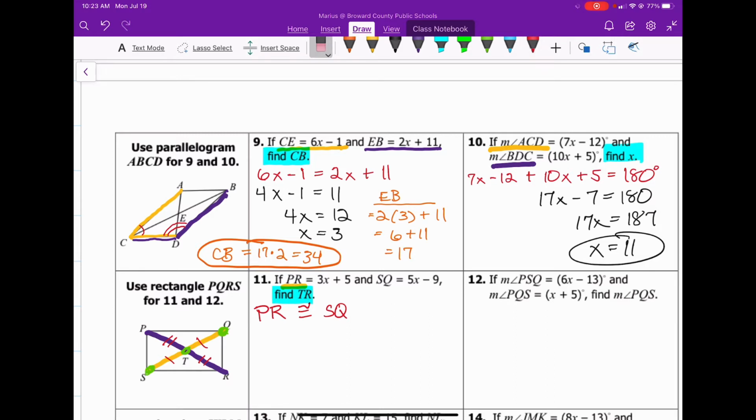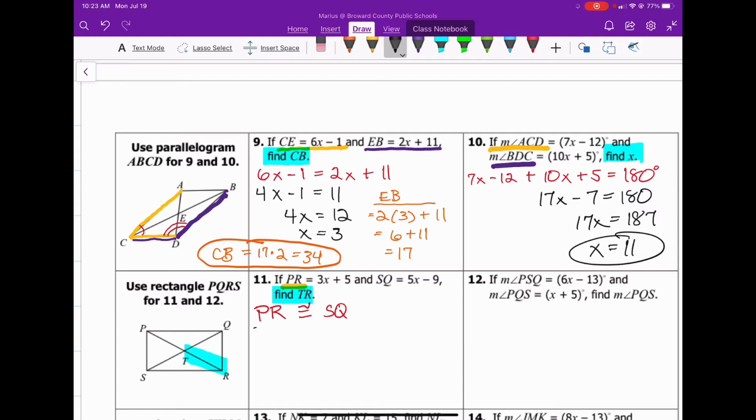They're equal, the smaller segments. So now getting back to that, they want us to find TR, which is half of PR, okay? So we have to solve for X, and then we're going to plug X into PR and divide it by 2. So let's see here.